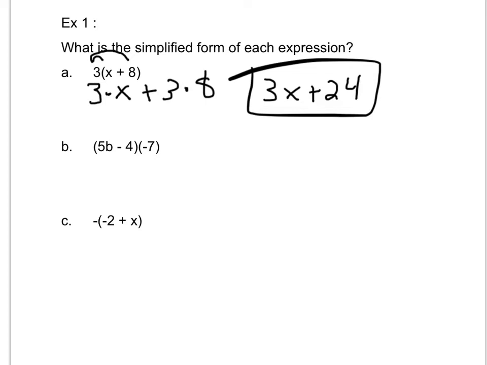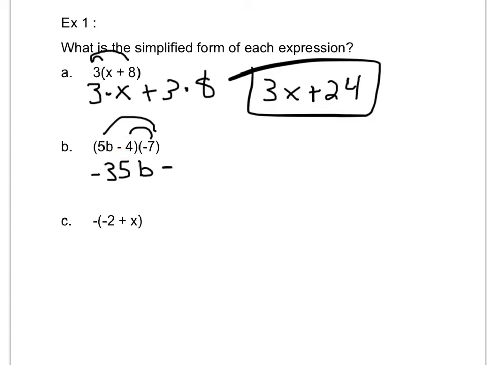Now same thing here on the next one. Okay? We are going to distribute. Again, I've got parentheses with a number directly attached to it. So this time it's just kind of backwards. So I'm going to distribute the -7 to both places. So I'm going to take -7 times 5b, which is -35, because -7 times 5 is 35, with the b after it. Okay? Then I am subtracting.